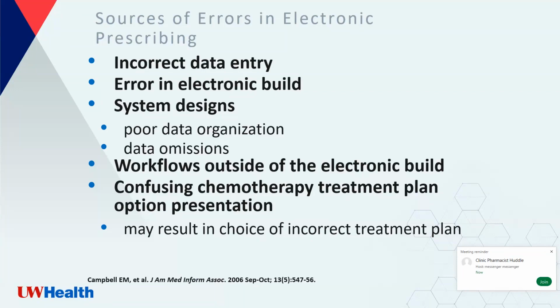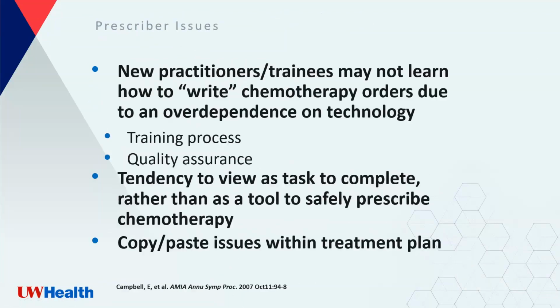Confusing chemotherapy treatment plan option presentation. If you all have tried to look up a chemotherapy treatment plan in Beacon, you know that it's very difficult sometimes to figure out which treatment plan you really want. We are working on that, but it may result in the choice of an incorrect treatment plan if people aren't paying attention. We've also found some prescriber issues. New practitioners or trainees may not learn how to write chemotherapy orders due to an overdependence on technology. So kind of like, well, it's in the computer, so it must be right.